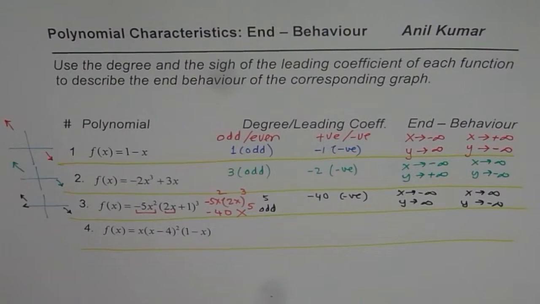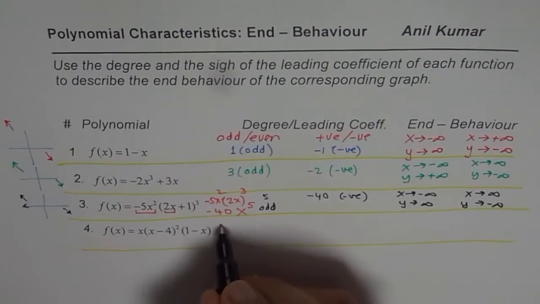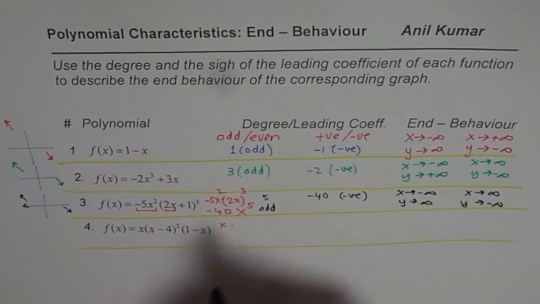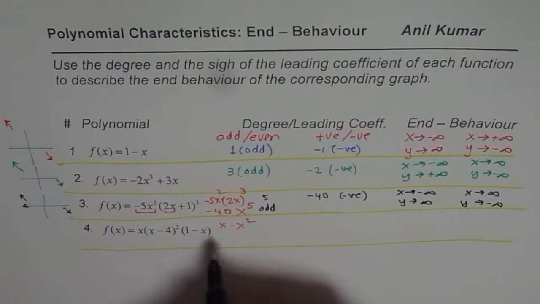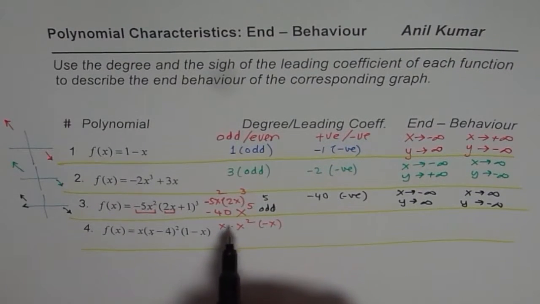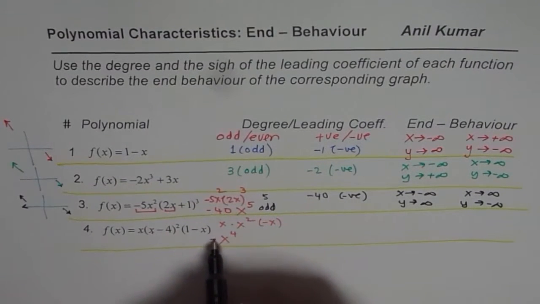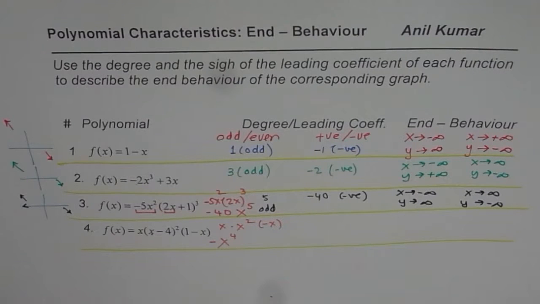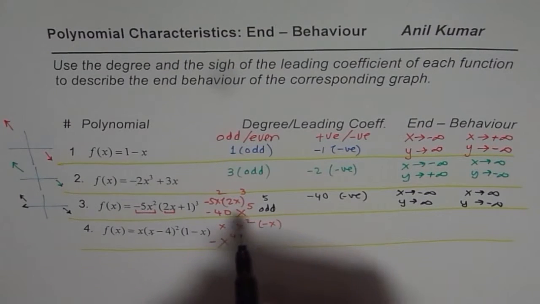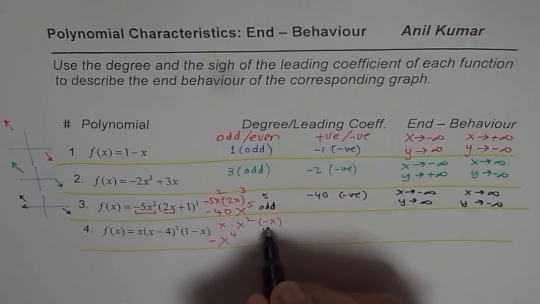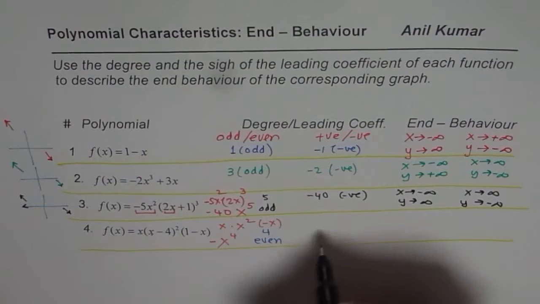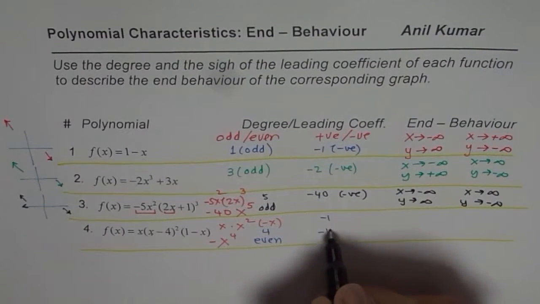So what we have here is a product of x times, this will be x square, right, times x square, and here we have minus x. Do you see that? So when you add the exponents, you get 1 plus 2 plus 1, which is 4, and the sign is going to be negative. Do you see that? So in this particular case, what you really notice is that the degree is 4, right? So degree is 4, means even for us, and the coefficient is minus 1, that means negative for us.